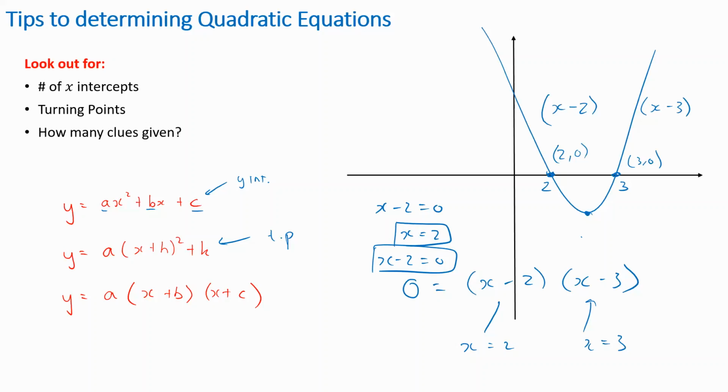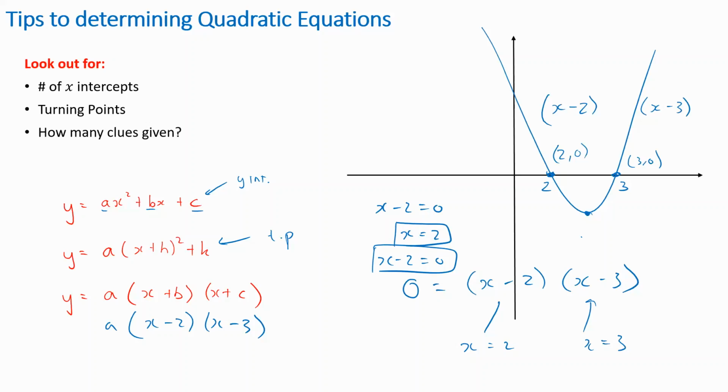So what does that tell me? It tells me here that I've got x minus 2 and x minus 3, and the only thing I need to solve is A. And that's easier. But if I use the first equation, it doesn't help me, because if I sub 2, 0 in, and I sub 3, 0 in, there's only 2 equations, but I've got 3 unknowns.